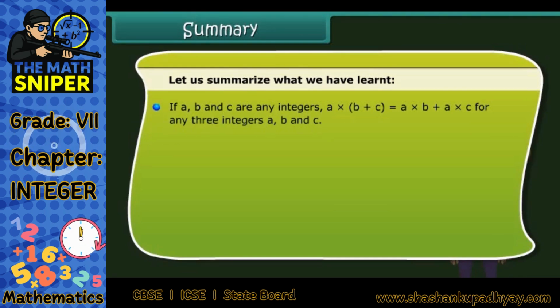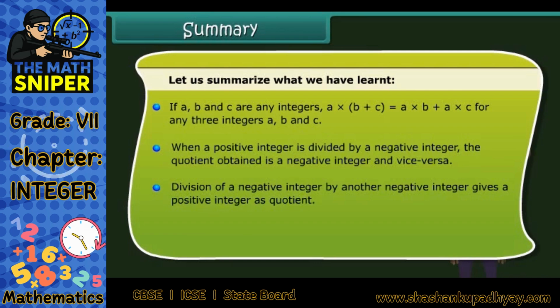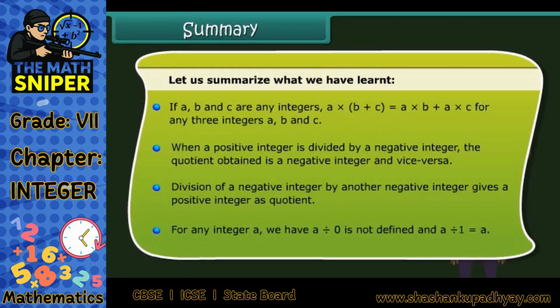If a, b and c are any integers, a into (b plus c) is equal to a into b plus a into c. When a positive integer is divided by a negative integer, the quotient obtained is a negative integer and vice versa. Division of a negative integer by another negative integer gives a positive integer as quotient. For any integer a, we have a divided by 0 is not defined, and a divided by 1 is equal to a.